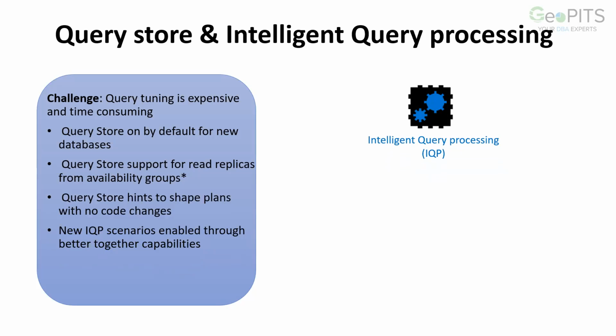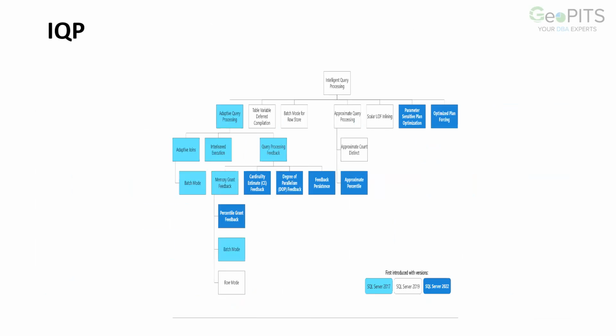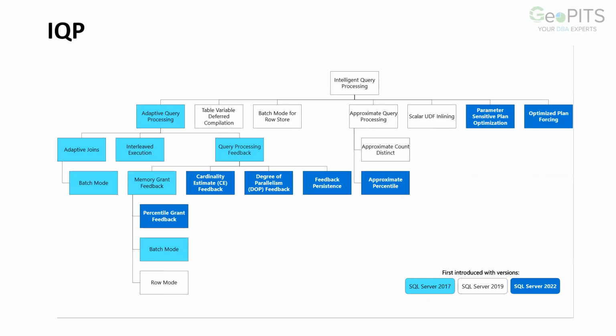So you can fine-tune the queries using the processing mechanism they have implemented. Mostly, intelligent query processing will reside on the Query Store. It will get some of the hints and feedback, and accordingly, they will work together. This is a general overview of intelligent query processing, and how it comes over the versions, here is the architecture chart.